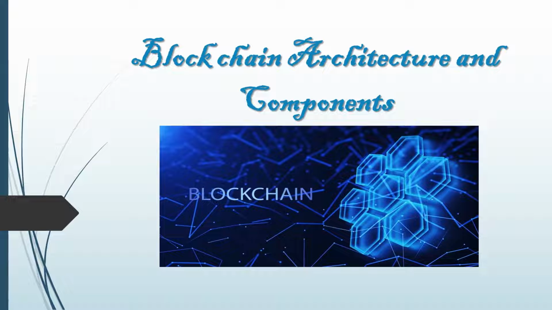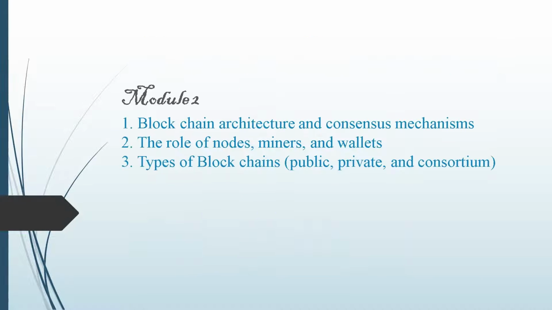Hello. Today we are going to learn blockchain architecture and components in the course Blockchain. In Module 2 we have these topics: 1. Blockchain architecture and consensus mechanisms. 2. The role of nodes, miners, and wallets. 3. Types of blockchains: public, private, and consortium.